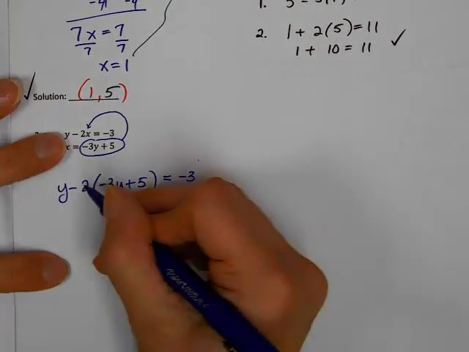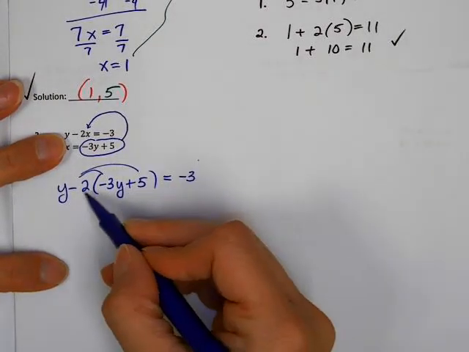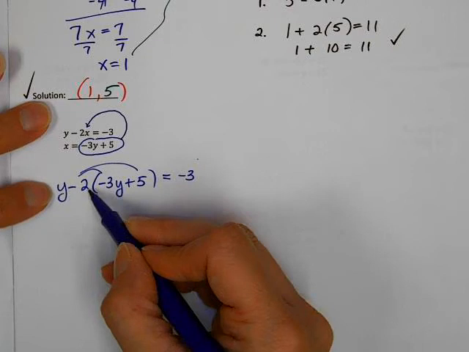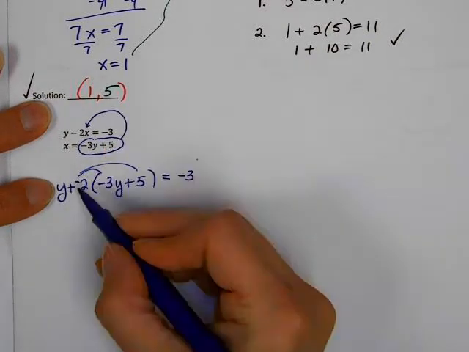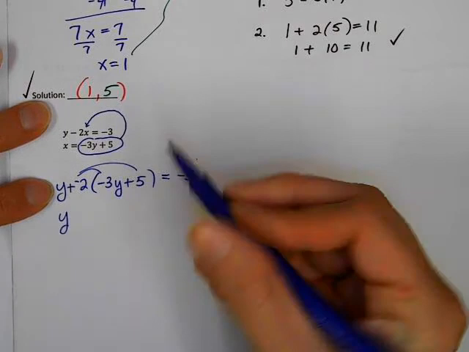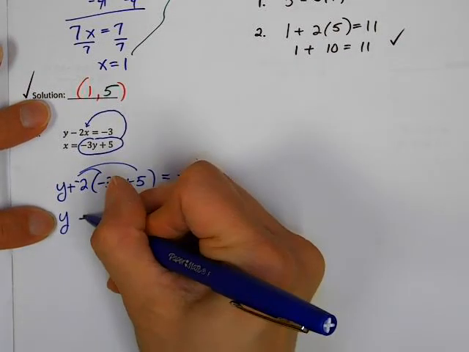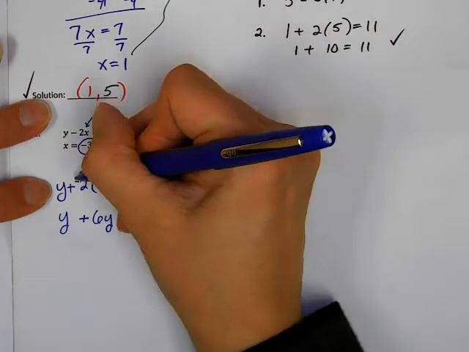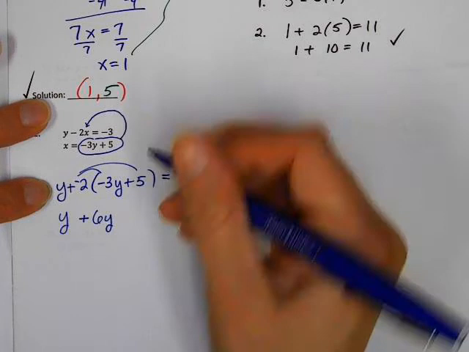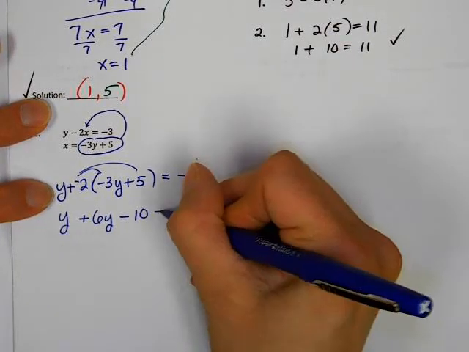All right, let's go ahead and distribute. What are you distributing here? This is a negative 2. This is a negative 2. Some people like to say adding the opposite. It's definitely a negative 2. So a negative times a negative is positive. 2 times 3, 6y. A negative times a positive is a negative 10 or minus 10.